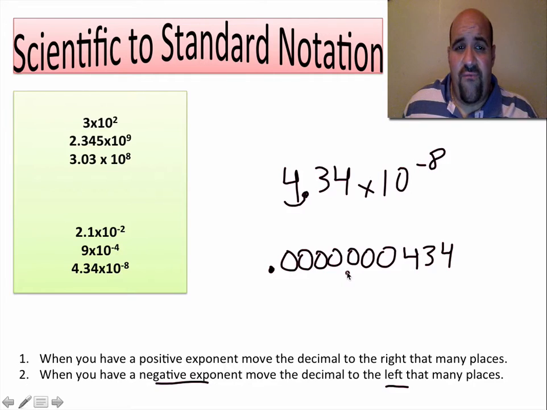And that's how you go from scientific notation to regular or standard notation.